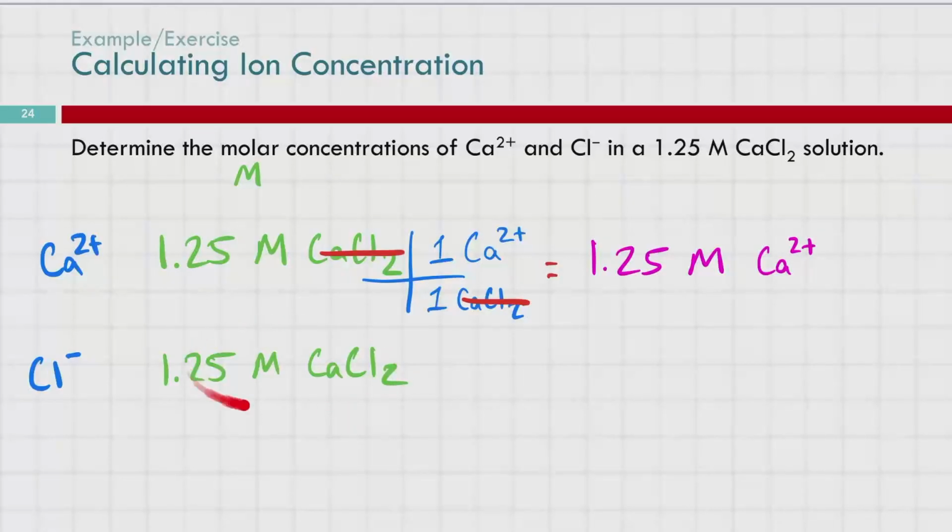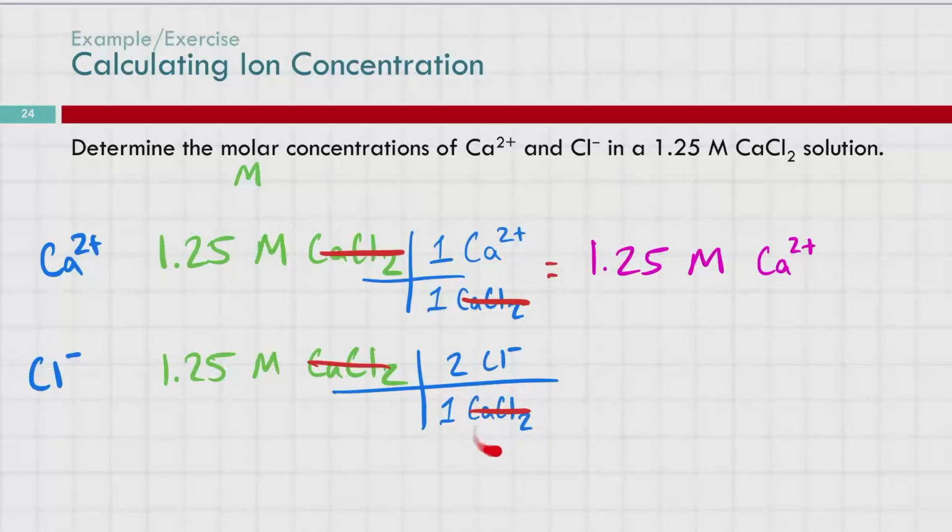We can do the same thing, but for the chloride ion. How many chlorines do we have in a CaCl2? It's 2. 2 Cl minus for every 1 CaCl2. And since we've got 2 per CaCl2, that means that our concentration is going to be twice the concentration of our CaCl2. So it's 2.50 molar Cl minus.